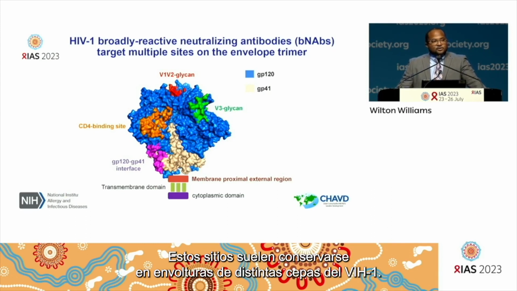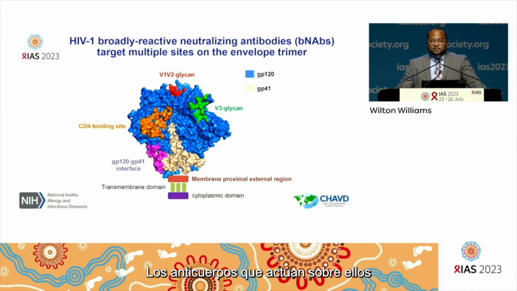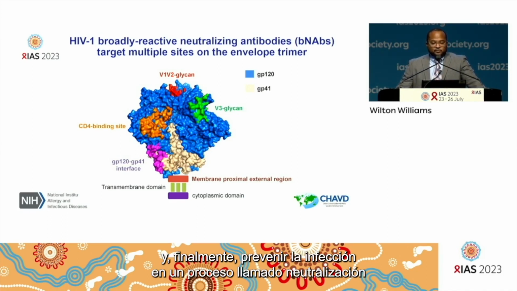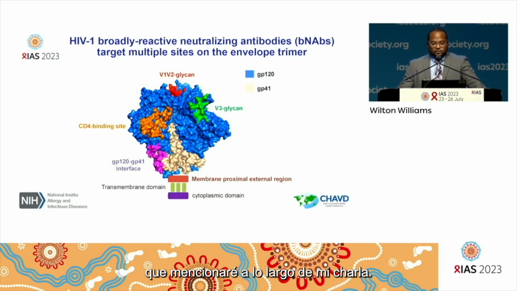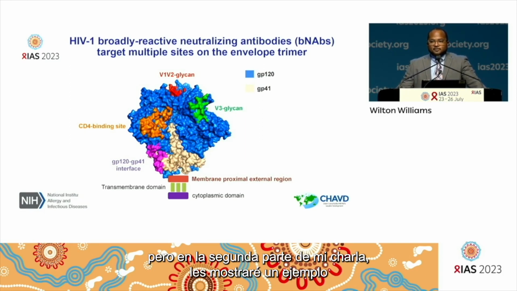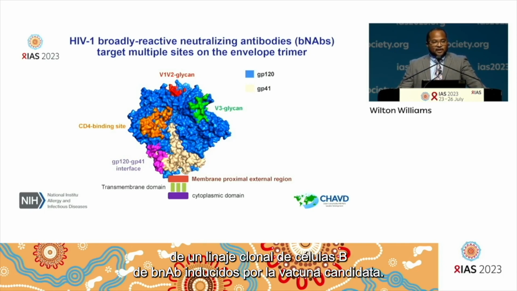Now, these sites are generally conserved on envelopes from different HIV-1 strains, so antibodies targeting these sites are able to bind to HIV envelopes from multiple different strains and ultimately prevent infection in a process referred to as neutralization that I'll mention throughout my talk. Now, bNAbs are also often isolated from chronic human HIV-1 infection, but in the second part of my talk, I'll show you an example of a candidate vaccine-induced bNAb B-cell clonal lineage.